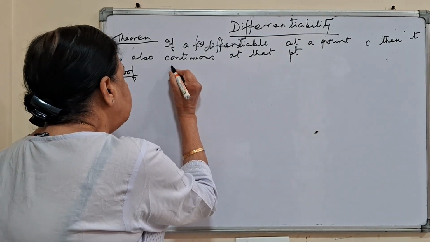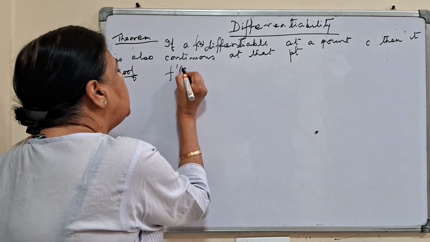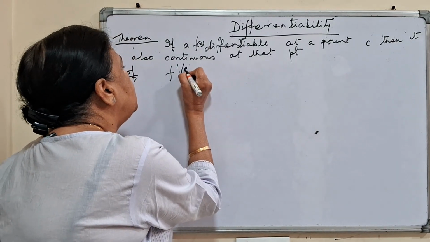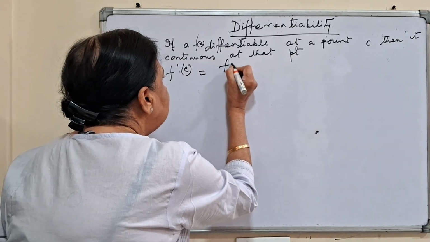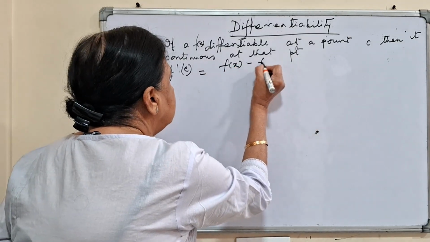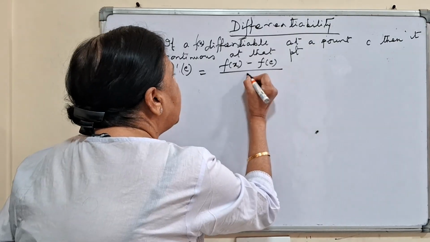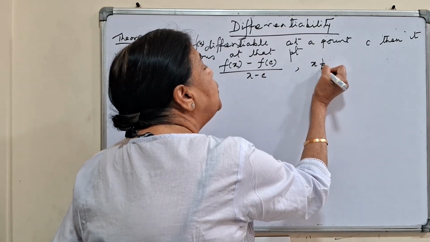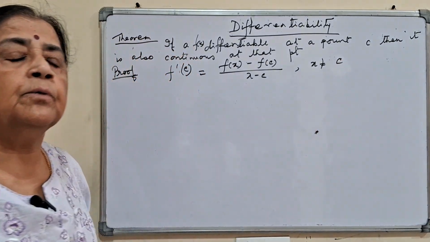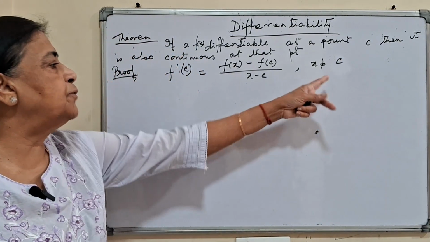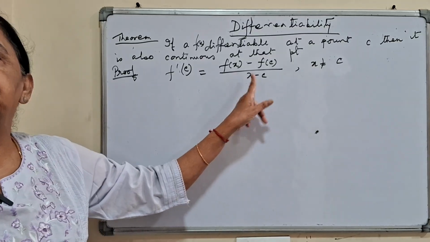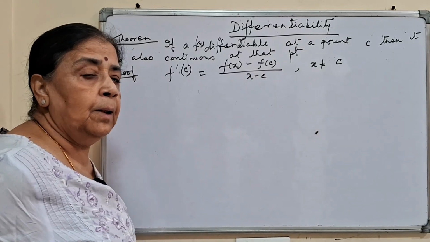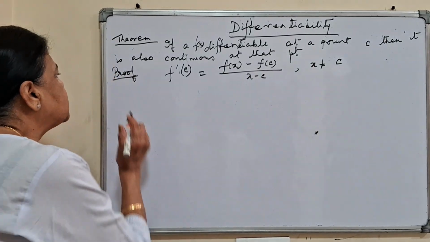Now f dash c is equal to f(x) minus f(c) divided by x minus c, x not equal to c. Okay, why x not equal to c? Because if x is equal to c, then it is 0/0, which doesn't have any meaning here because it is not defined. So we will start the proof.